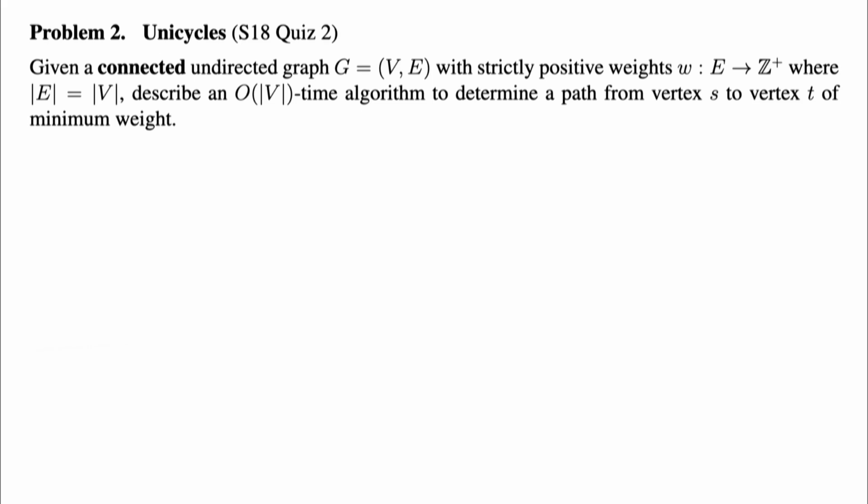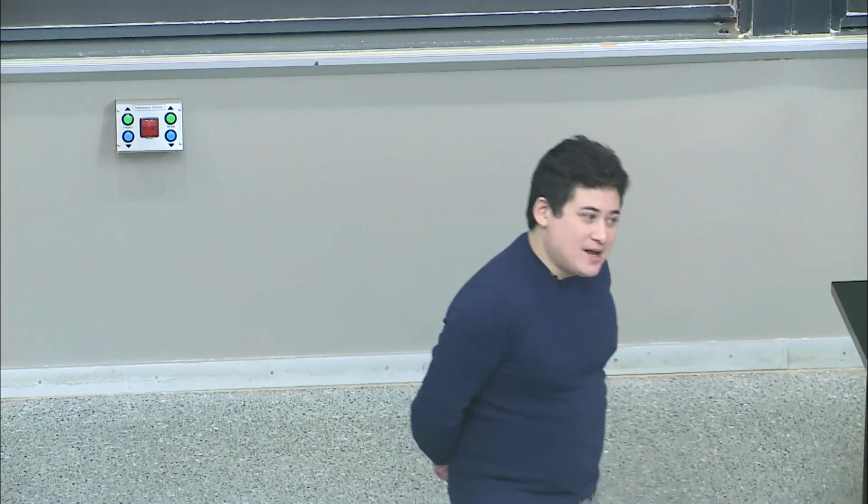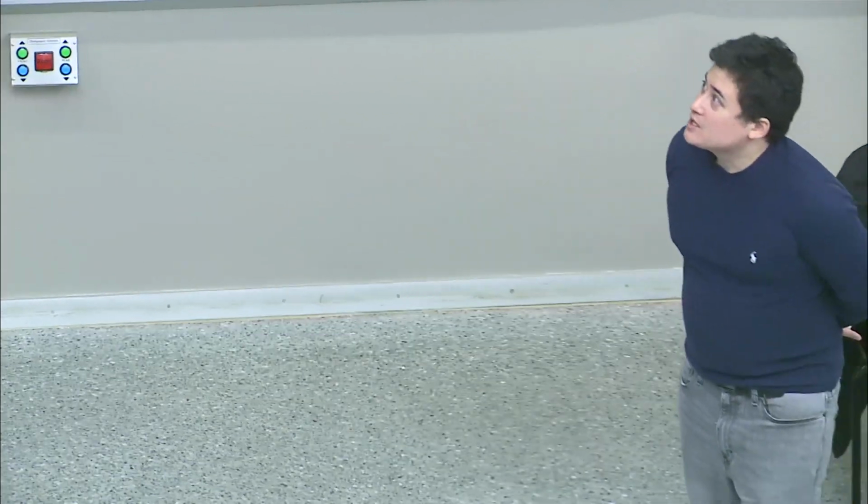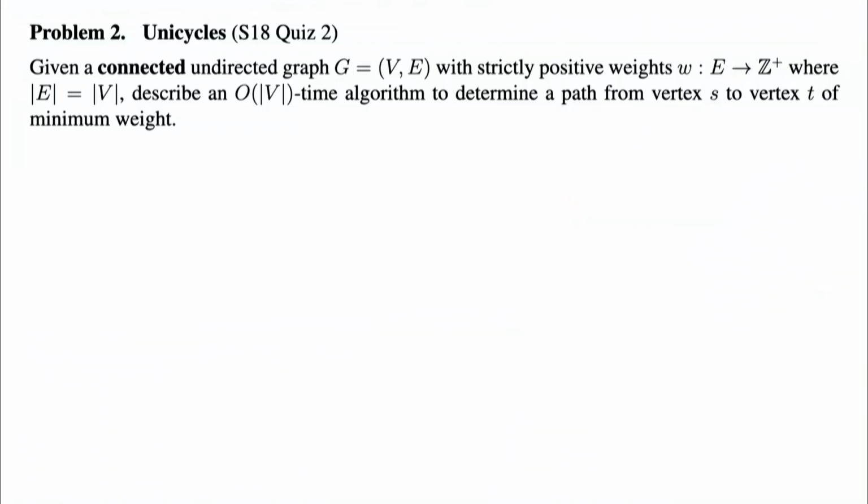A connected undirected graph with strictly positive edge weights, so they're mapping to the positive integers, where the size of E is the same as the size of V. So I have the same number of edges as I have vertices. We're trying to find an order V time algorithm to determine a path from some vertex S to some vertex T with minimum weight.